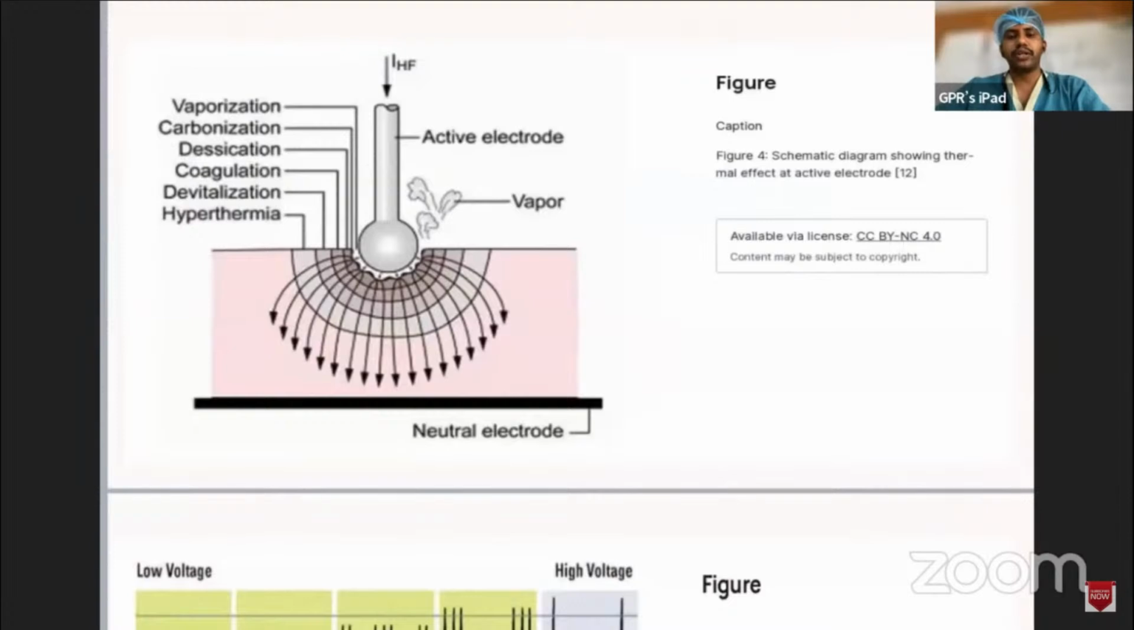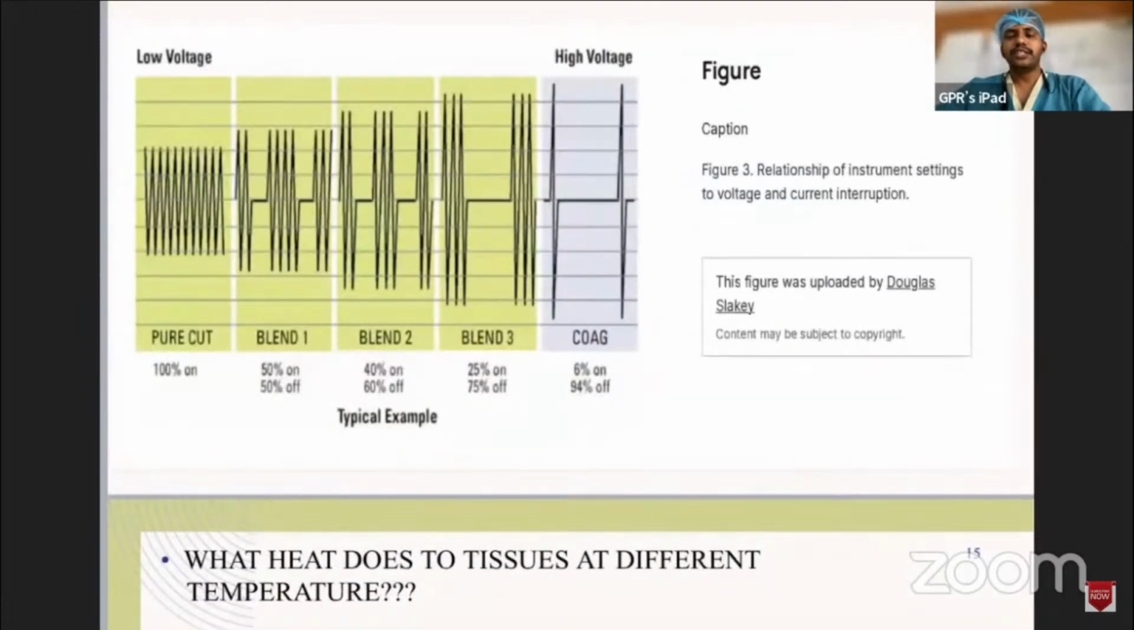And the devitalization will be happening, which makes a point of demarcation between coagulated tissue and non-coagulated tissue, and the rest of the places will have hyperthermia. These hyperthermia edges will later develop into scar tissue. And last but not least, out of this heat energy transmission, the vapor will come out of the body as waste. So this is how the energy is used in an electrocautery current.